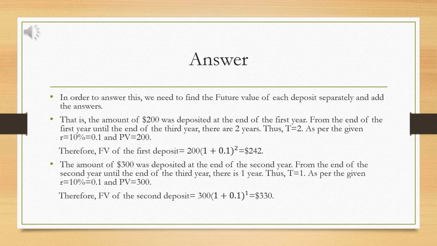The amount of $300 was deposited at the end of the second year. From the end of the second year until the end of the third year, there is 1 year. Thus, T is 1. As per the given, R is 0.1 and PV is 300. Therefore, future value of the second deposit equals 300 times 1.1 to the power 1, which is 330.